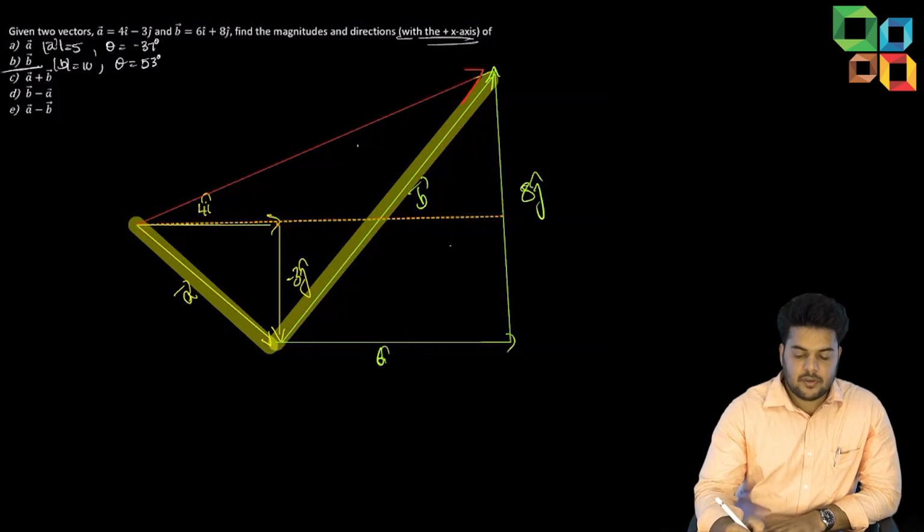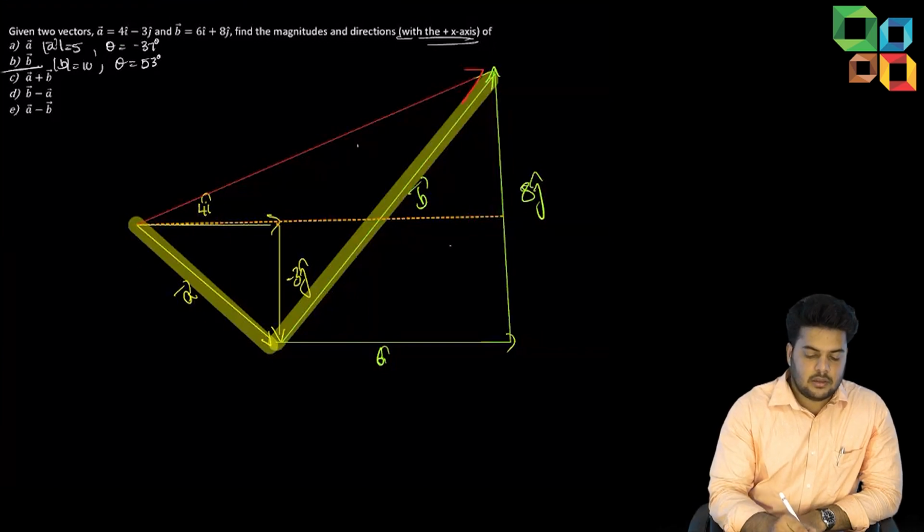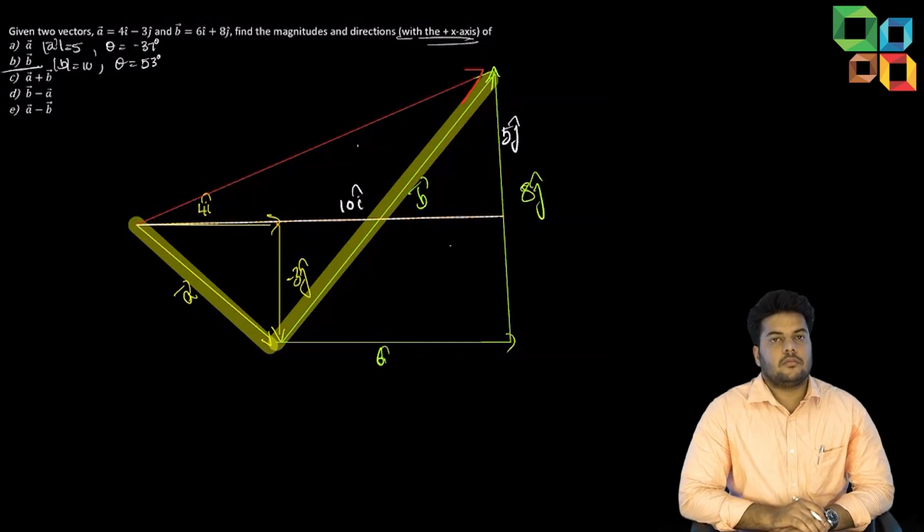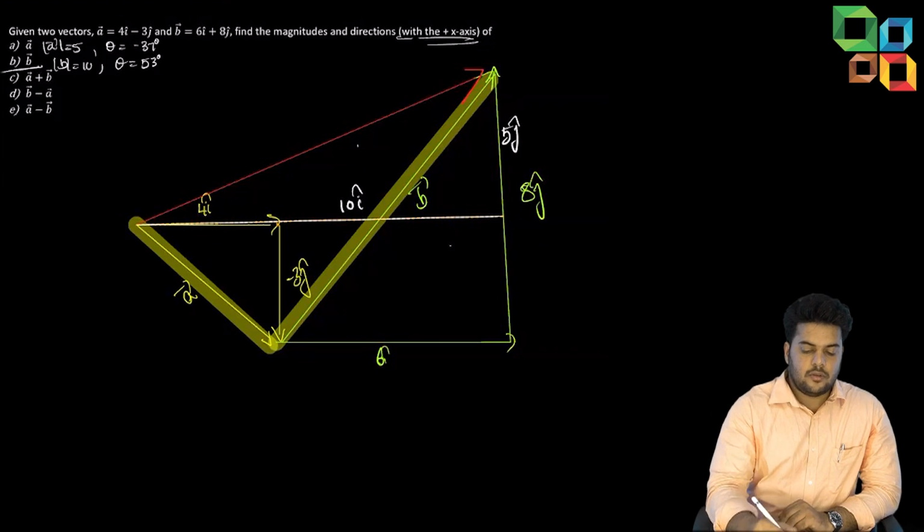Yeah, 10i cap plus 5j cap. Oh, sorry, plus. So this component over here is 10. So 10i cap and this is plus 5j cap. You need to find it in the unit vector basis. So A plus B is equal to 10i cap plus 5j cap.